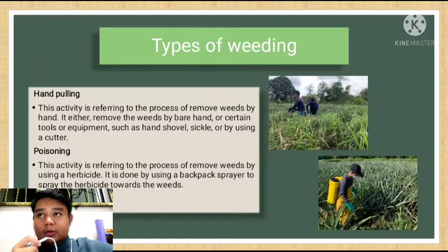Next slide, I want to explain about types of weeding. There are 2 types of weeding, which are hand pulling and poisoning. So hand pulling is the activity referring to the process of removing weeds by hand. It either removes the weeds by bare hand or with certain tools or equipment such as a hand shovel, sickle, or by using a cutter. So next is poisoning.